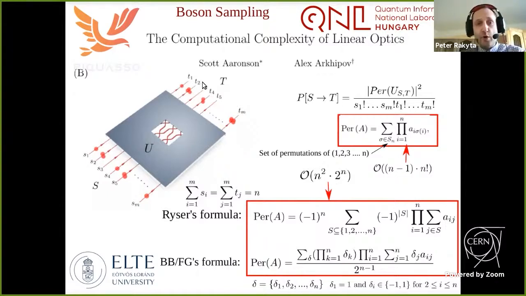And because you have superposition and entanglement in your quantum system, the output varies from measurement to measurement, and in the end you would have a probability distribution for the possible output states. And it turns out that the probability of one output state can be computed by the so-called permanent of this matrix U. Okay, the basic definition of this permanent is given by this formula.